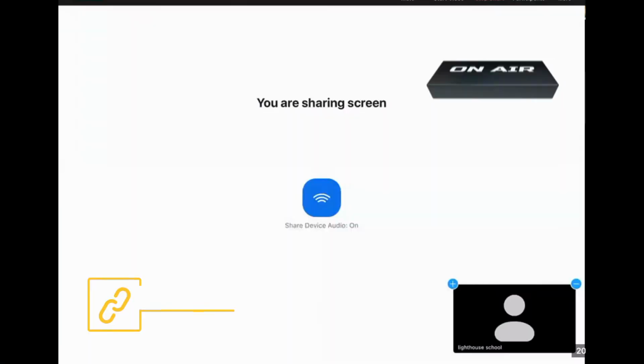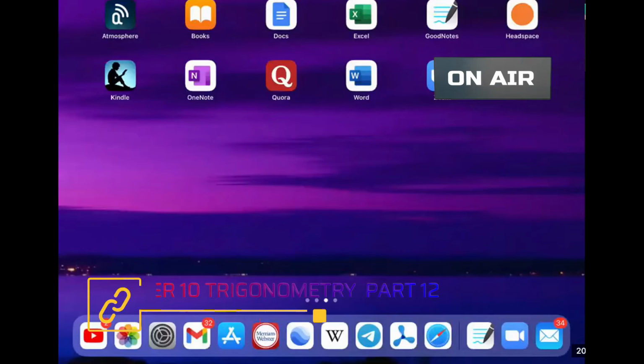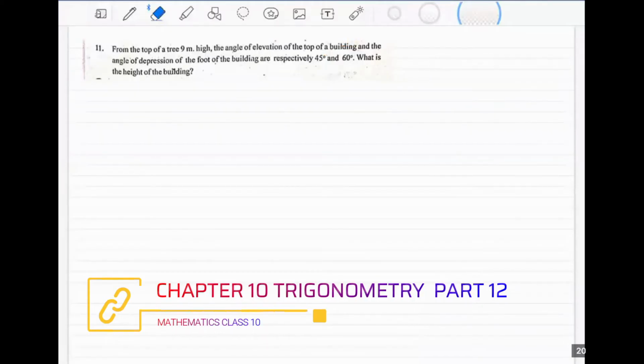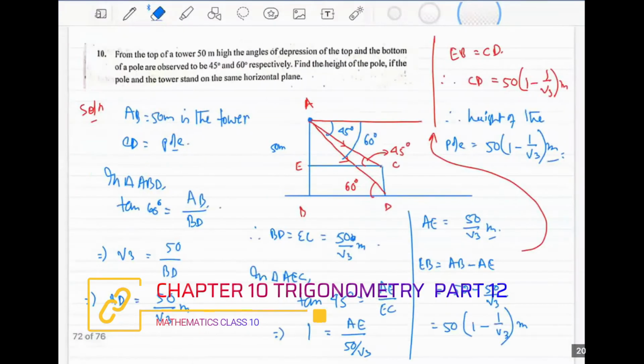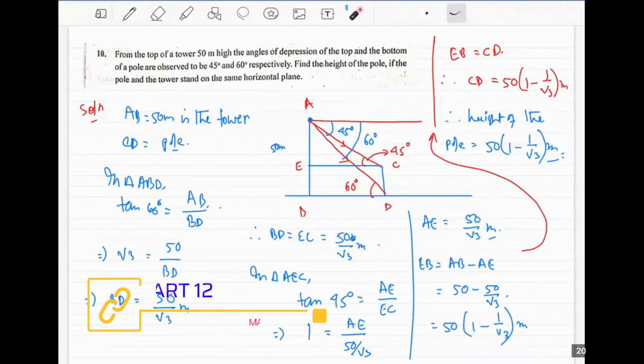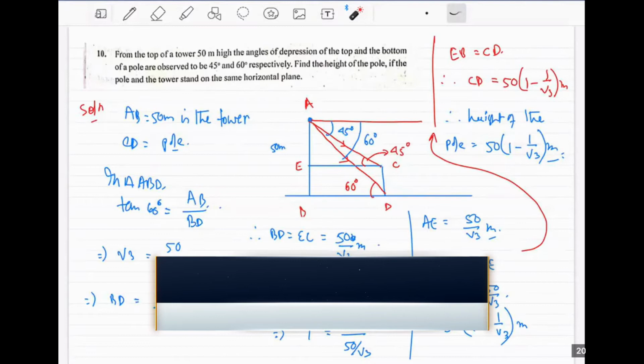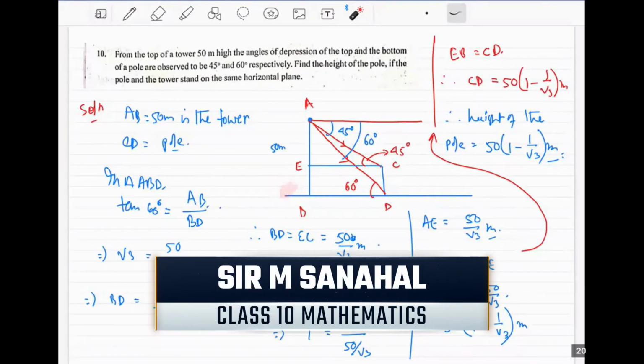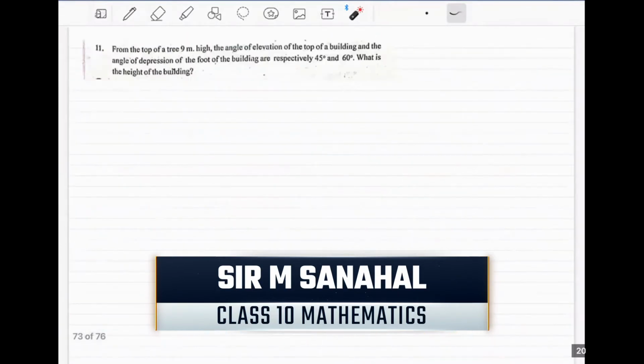Good morning, everyone. So we're continuing 10.4. I hope that you all are able to understand question number 10, the one that we did yesterday. There will be some similar ones like this. Now let's move on to question number 11. 11, I'm picking it up.